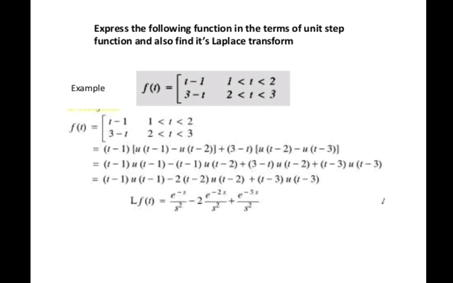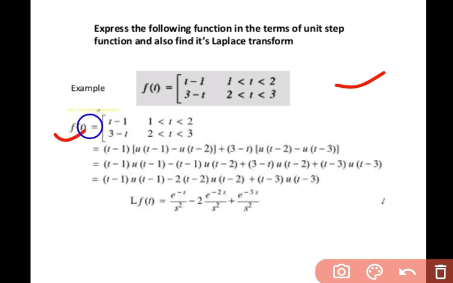Express the following function in terms of unit step function and also find its Laplace transform. For example, f of t equals t, then t minus 1 where 1 is less than t less than 2, and 3 minus t where 2 is less than t less than 3. So given f of t is equal to this.